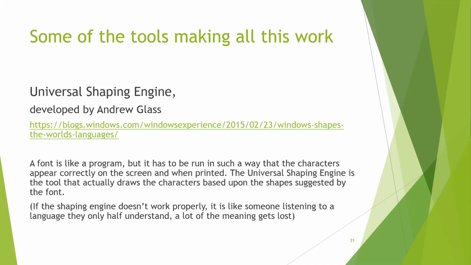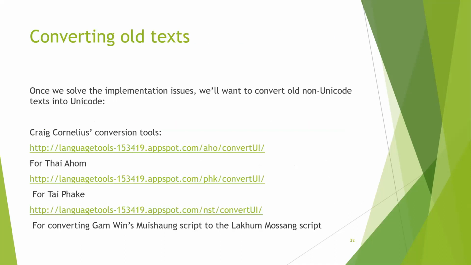So we imagine the shaping engine, if it's not working properly, it won't do all of the things that we want the script to do. It might not, for example, put those dots in that we want on the Thai letters.